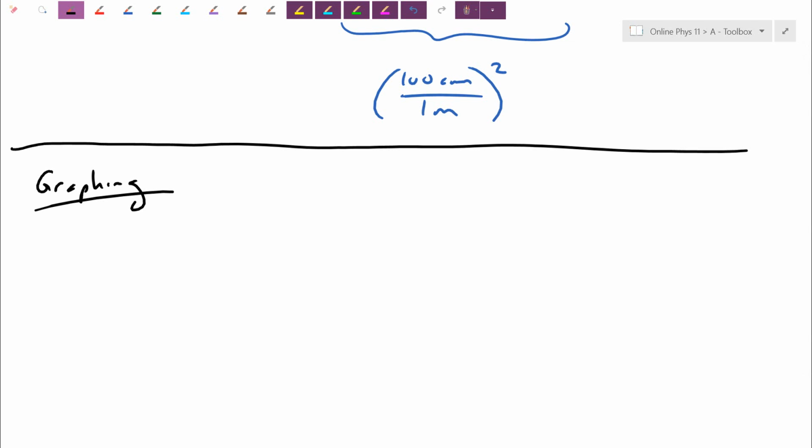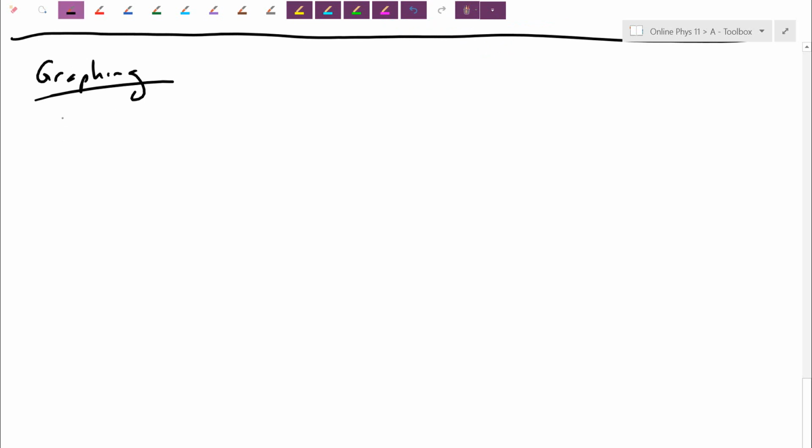So for a graph, definitely, what is a graph? A graph is a visual representation of data, right? Sometimes data comes to you as lists and lists of numbers here.